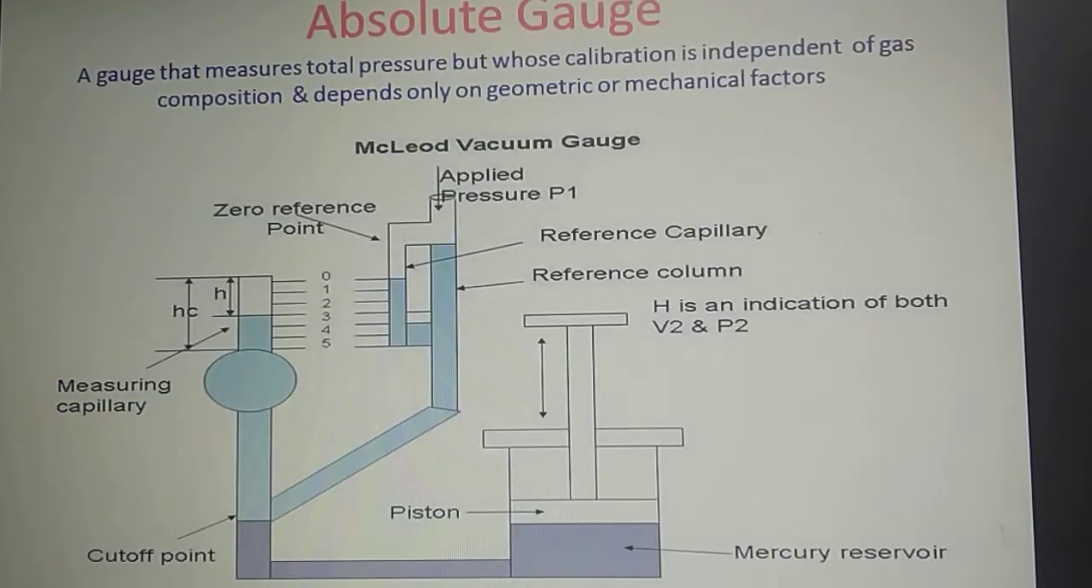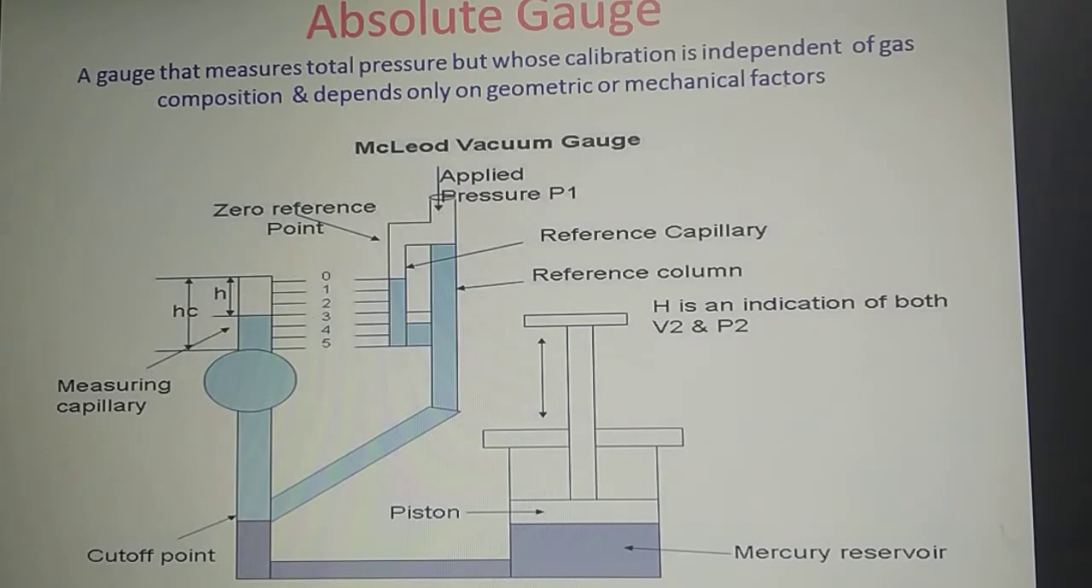So let us study the first kind of gauge, absolute gauge. McLeod gauge is a type of absolute gauge. So what do you mean by absolute gauge? Absolute gauge is a gauge that measures the total pressure, but the whole calibration is independent of gas composition and depends only on geometric or mechanical factors. This is called the absolute gauge. And McLeod vacuum gauge, or just McLeod gauge, is one of the types of absolute gauge.